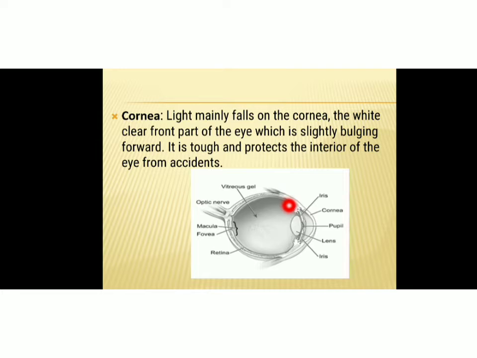It is tough and protects the interior of the eye from accidents. So the outermost covering of the eye is the cornea. And you know, our human eye is one of the most valuable and sensitive sense organs. So it has to be carefully protected from accidents, and this cornea helps us in protecting the interior of the eye from accidents. Okay.